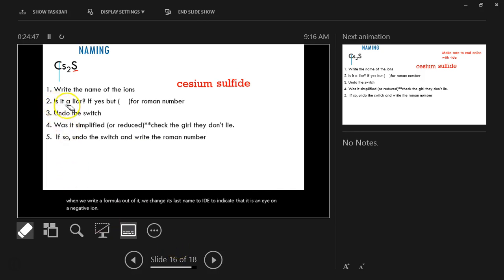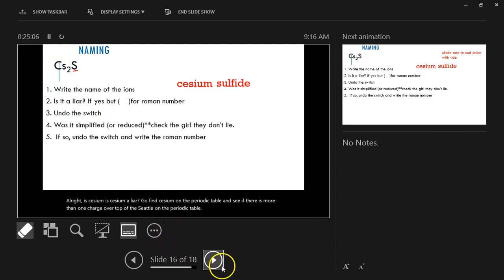All right, is cesium a liar? Go find cesium on the periodic table and see if there is more than one charge over top of the Cs on the periodic table.